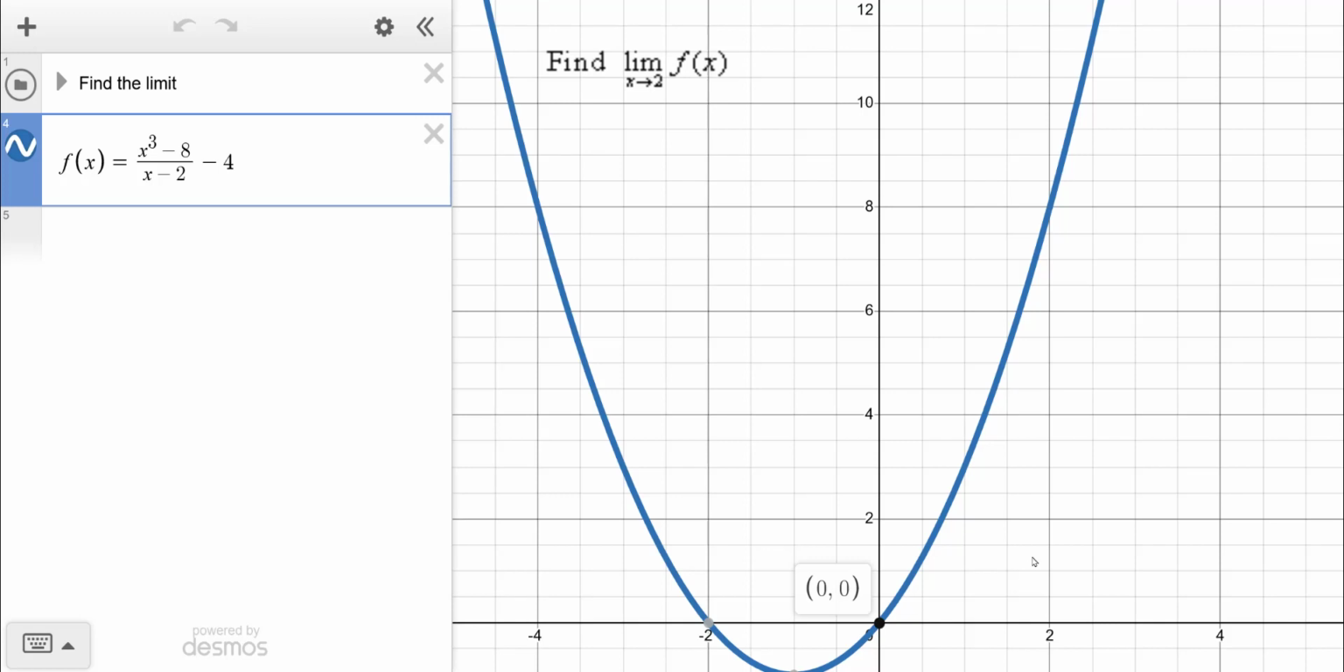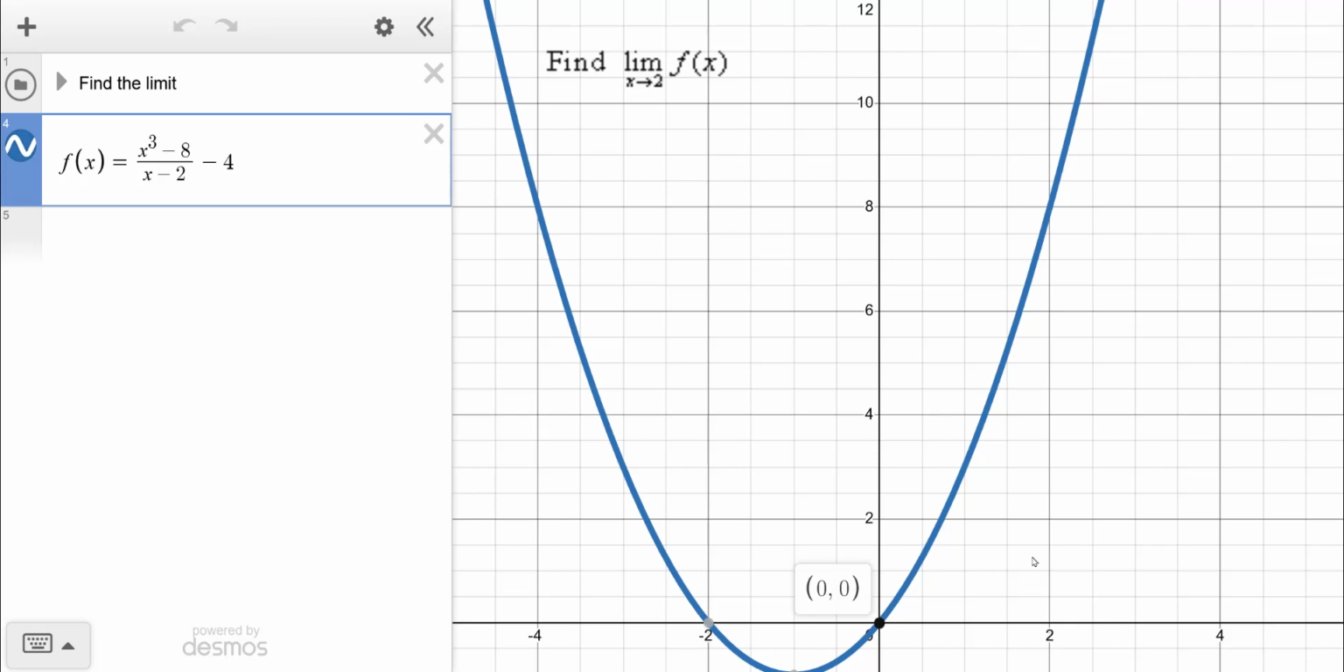Hey everybody, I'd like to show you how to use Desmos to find the limit of a function as x goes to a certain value. I just put in a sample function here for us to explore. Typically Desmos is a graphical tool, so we would focus on the graphs generally, and we're going to find the limit by looking at the graph.